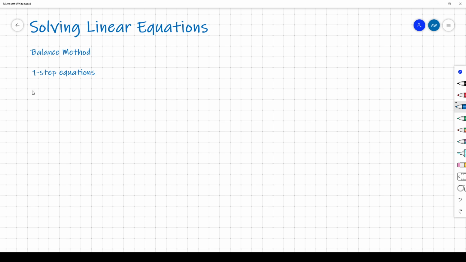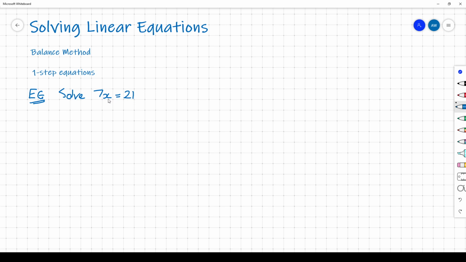Okay, let's look at an example and you can see what I mean. If we were asked to solve 7x equals 21, then what we need to do is find the value of x. Remember, that's what solve means. We're finding the value of the letter within the equation.